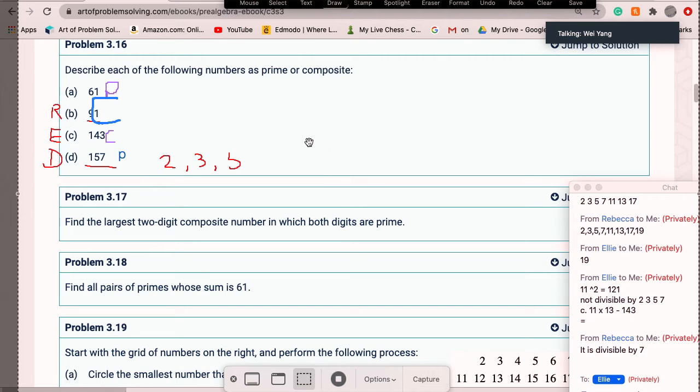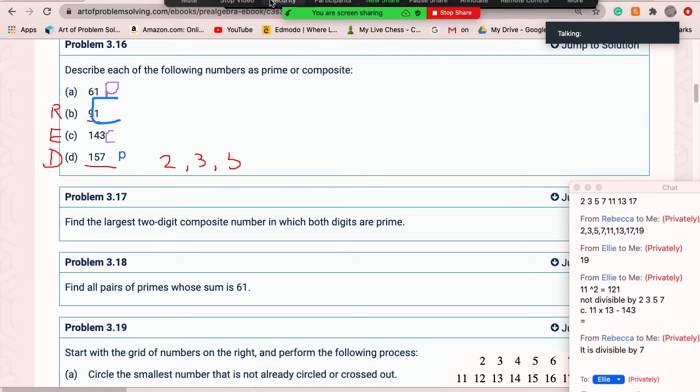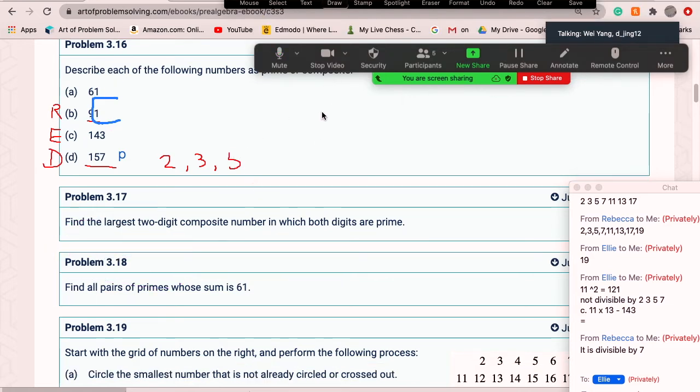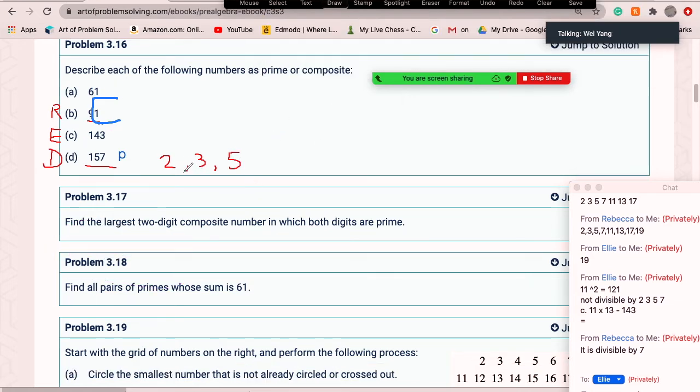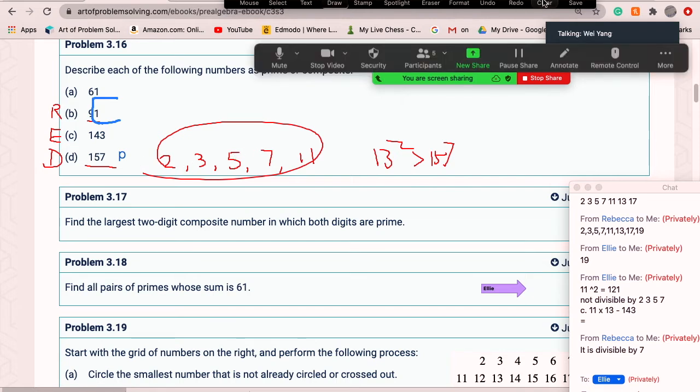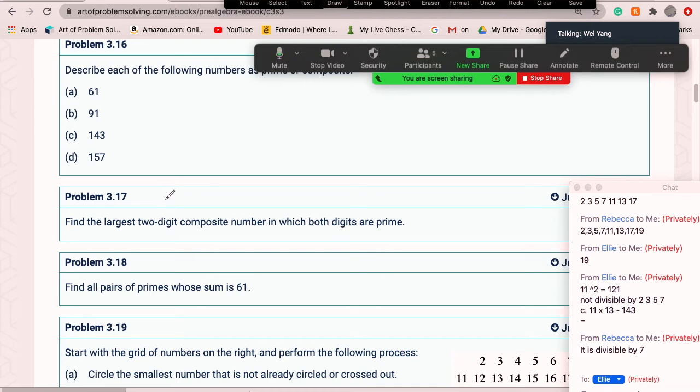So you only need to check 2, 3, 5, 7, and 11, because 13 squared is already greater than 157. You only need to check these 5 numbers. They do not divide 157, so that means 157 is a prime number. Very good. Now let's go to 3.17.